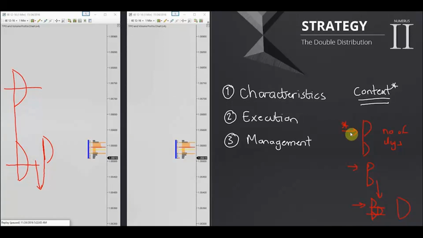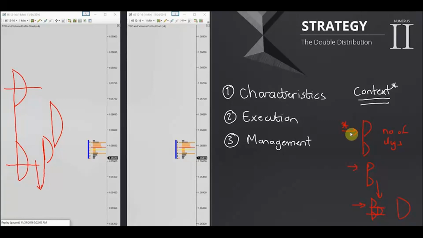Now, the important thing to point out was that on day 3, we actually started to see the double distribution strategy come into play, which was completely filling out between the 2 distributions and completing the strategy. Now, the 2 key points to reference when talking about the double distribution strategy is, first and foremost, we're looking to fill out the low value area.